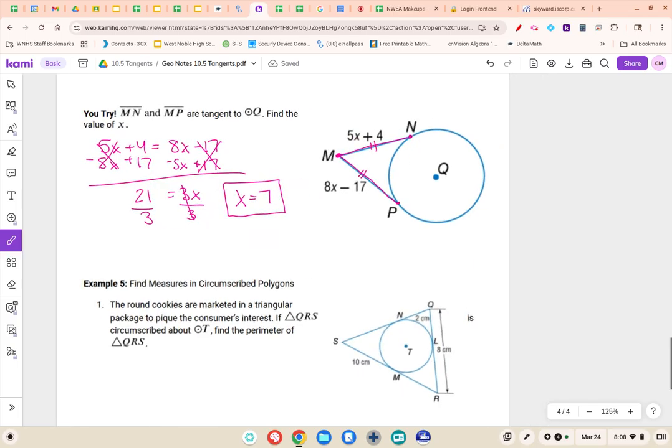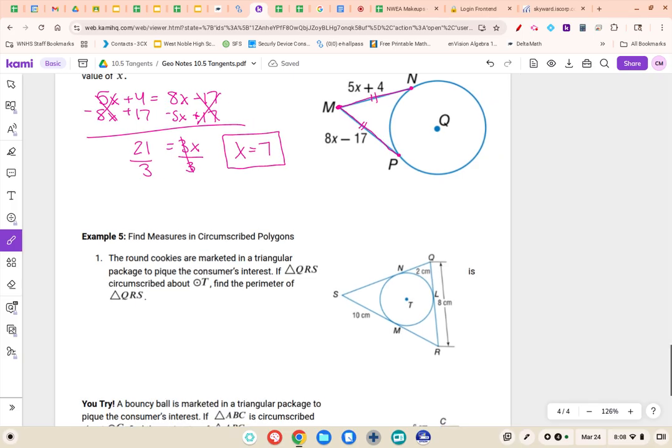Okay, and then we have one more example that kind of goes along with this. The round cookies are marketed in a triangular package to pique the customer's interest. In triangle QRS, circumscribed about circle T, find the perimeter of that triangle.